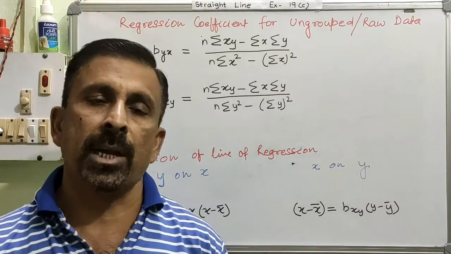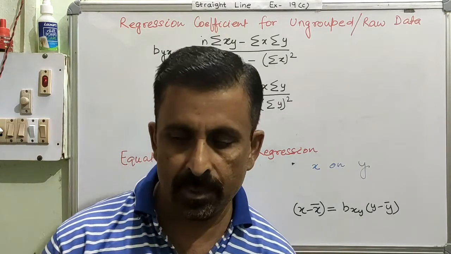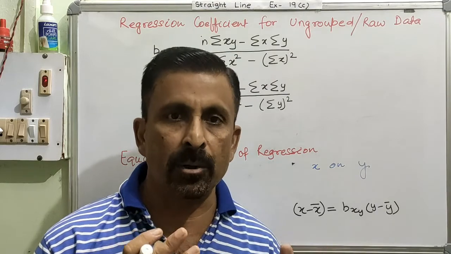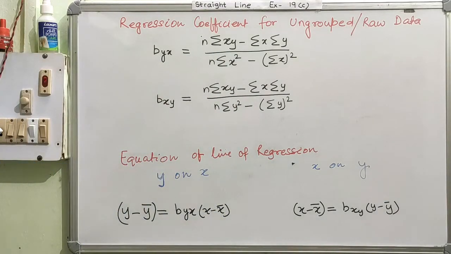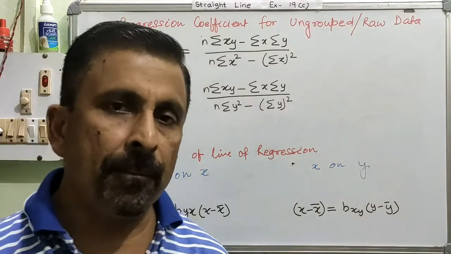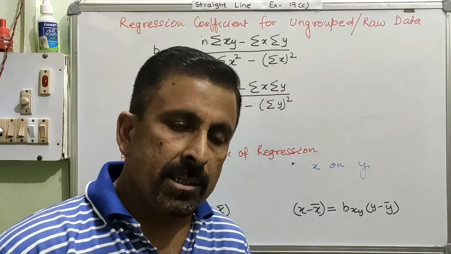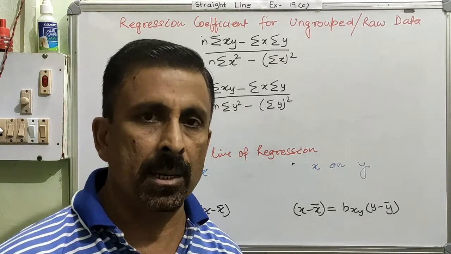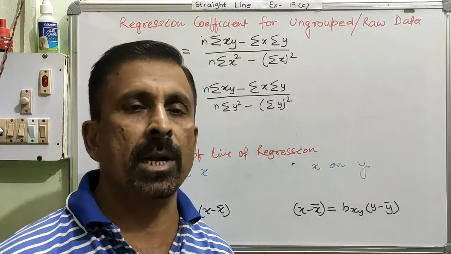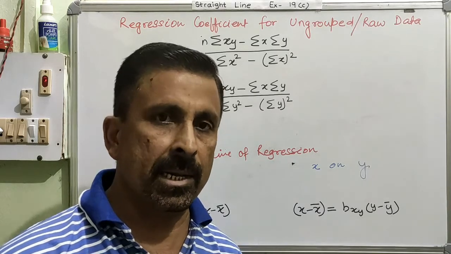Now we are moving on to type 2 question, where we will have ungrouped data. This is for ungrouped data or for the raw data. We will learn the method of calculating the regression coefficient if we have an ungrouped set of data. Now in this video, along with the regression coefficient, we will also learn how to write the line of regression or equation of regression line.